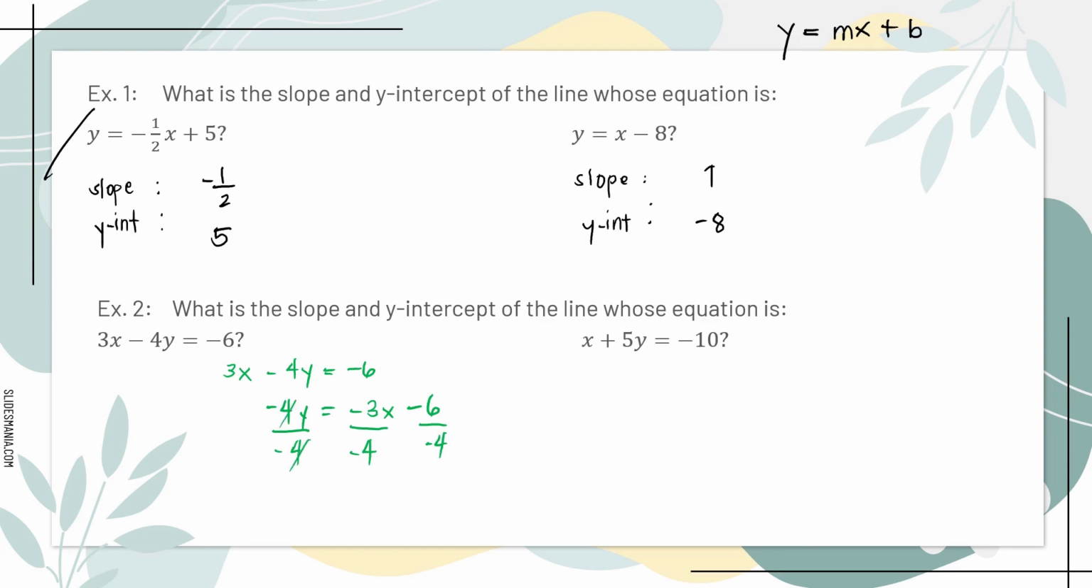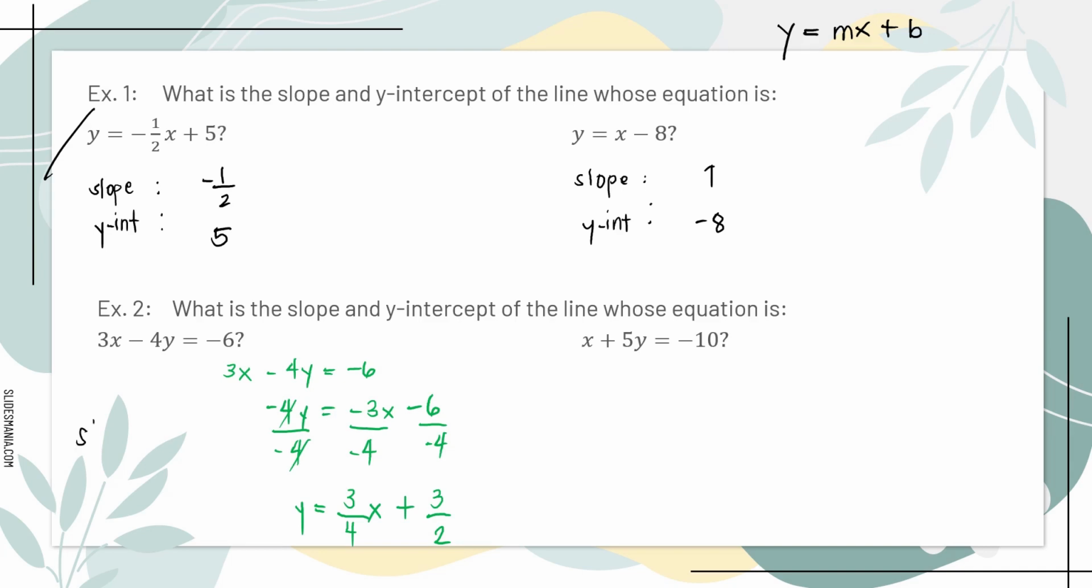So, we'll have y is equal to negative 3 over negative 4, that is 3/4. Okay, cancel the negative: 3/4 x minus 6 over negative 4, that will be plus 3 over 2, right? Is this the final answer? Not yet, because the question is this: what is the slope and y-intercept of the line?